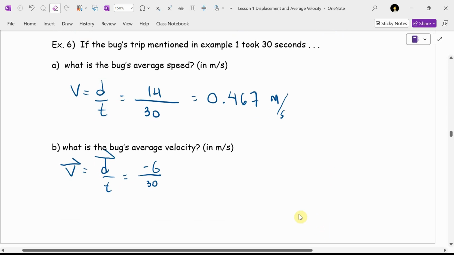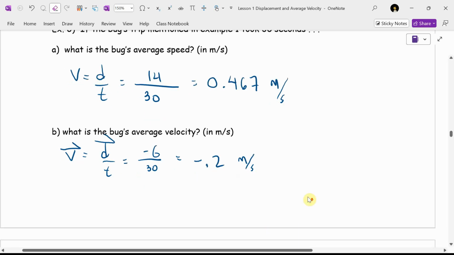What's the bug's average velocity when you type that in? I can do this one in my head because it's going to be negative 6 divided by 30, is it negative 0.2? Yeah? Meters per second. Now, what's that negative mean? It means, Georgia, on average, the bug was traveling backwards. Not always, but on average, it was traveling backwards. Okay. Or to the left.